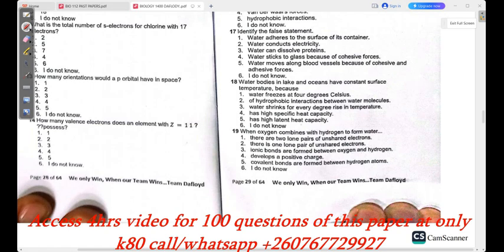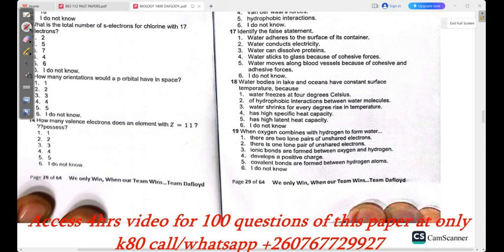High latent heat capacity, this is the amount of energy that is required to change 1 gram of water by 1 degree Celsius. High specific heat capacity, that is the amount of energy that you need to change the state of water from, say, liquid to gas.